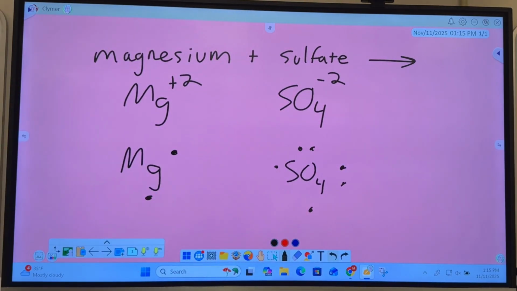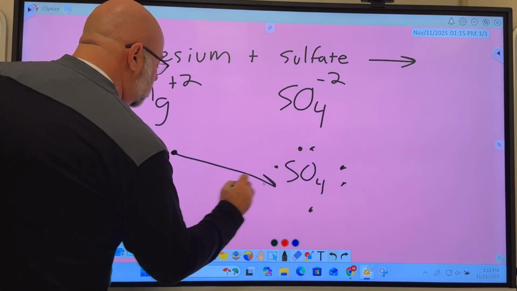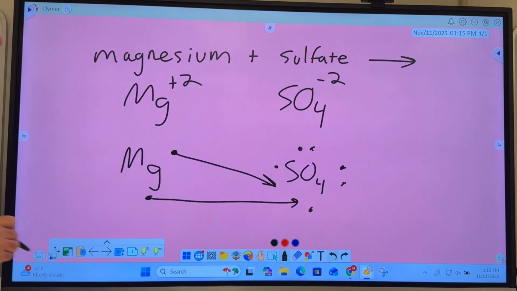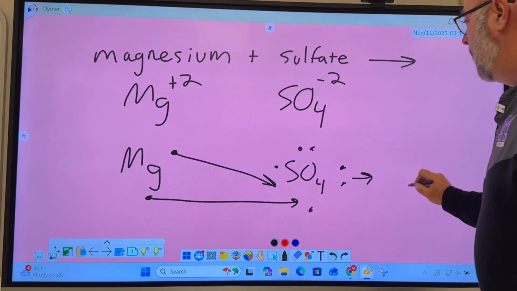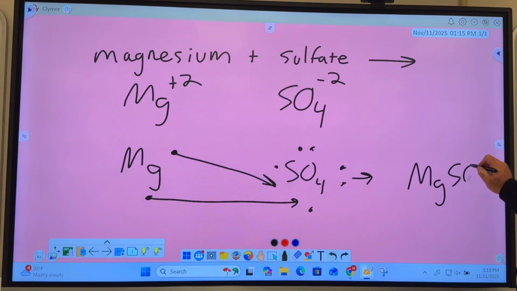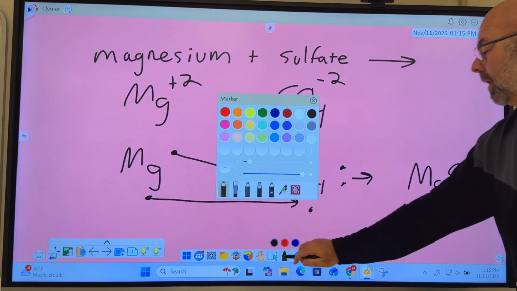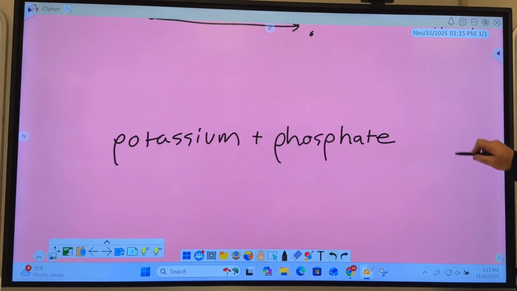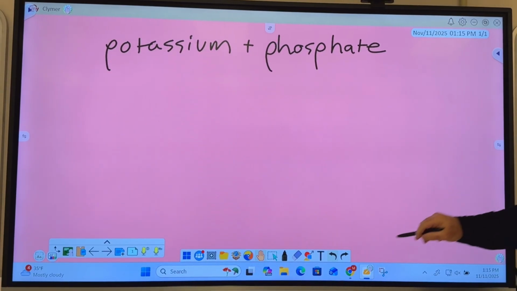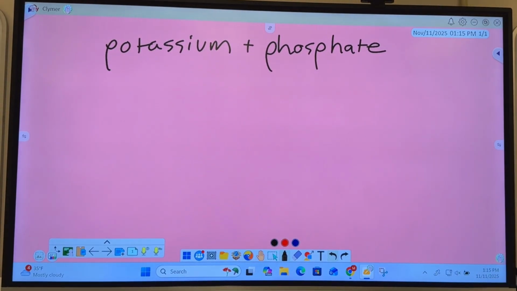All right, how's this work out? Are we even? Okay, so magnesium is going to donate its 2 electrons. Do we need to phone a friend here at all? No, we're good. So how do we write that? And we're done. Last one. Get this, and then you will all be experts at this.